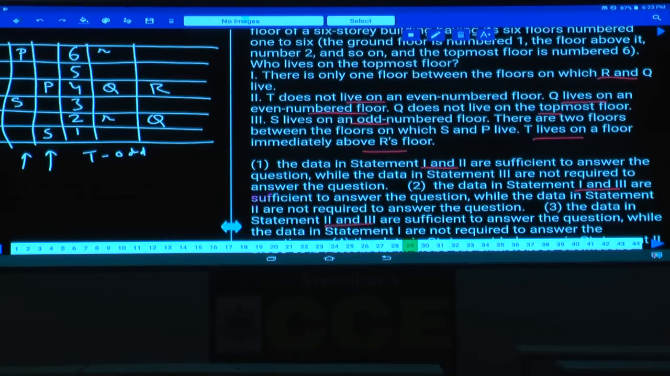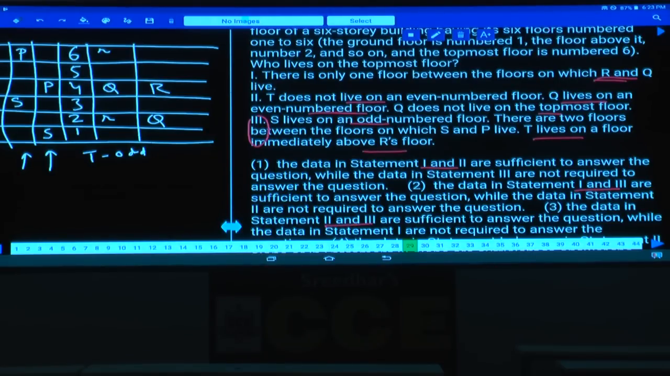Now we need to check whether 2 and 3 is sufficient or not. And 2 and 3, what is 3 here? 3 is S lives on an even number floor, isn't it? And what is 1? Earlier we checked there is one floor between R and Q. The data in 1 and 3 is not sufficient, isn't it? Now we have taken this 3, and there is only one person between R and Q. As there is only one person between R and Q, Q will be at this place, isn't it?